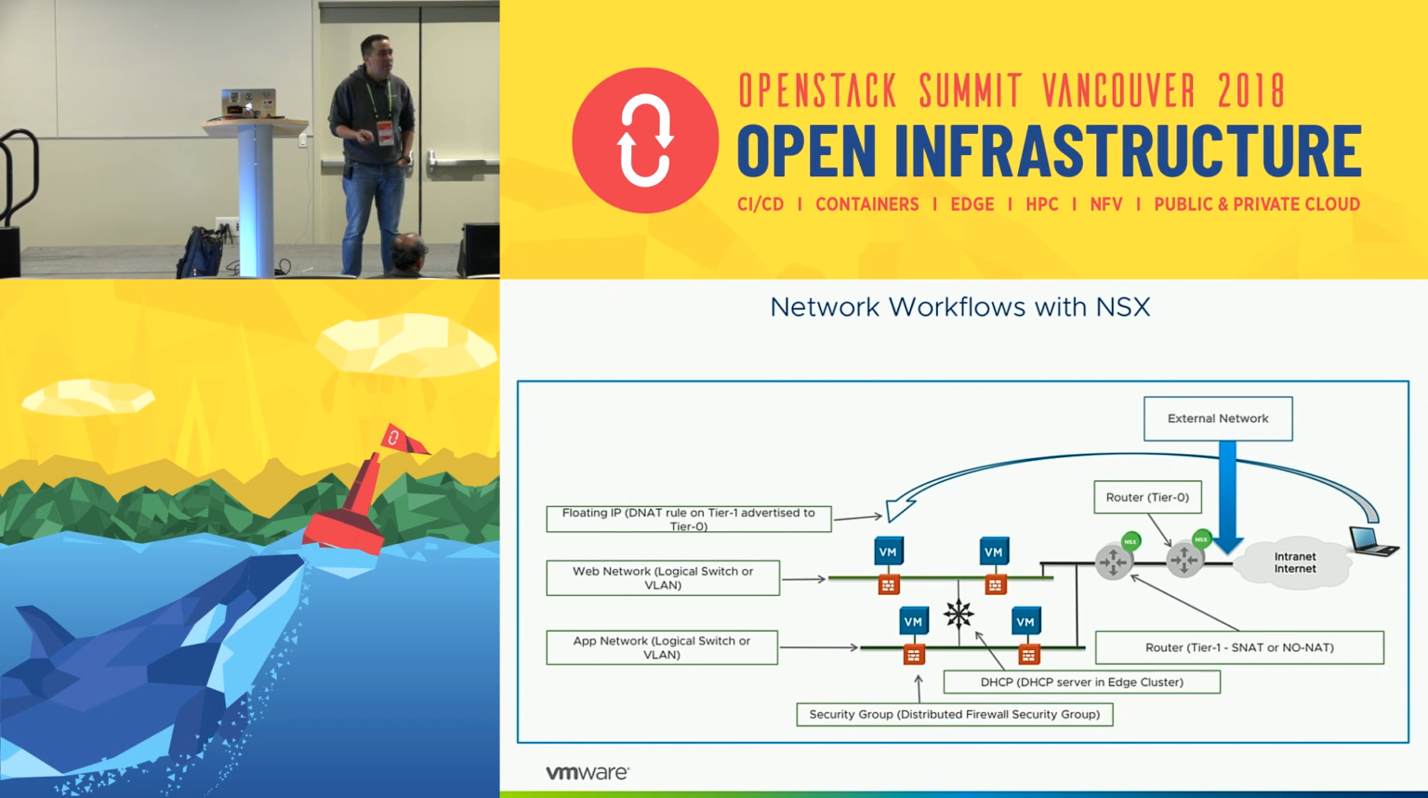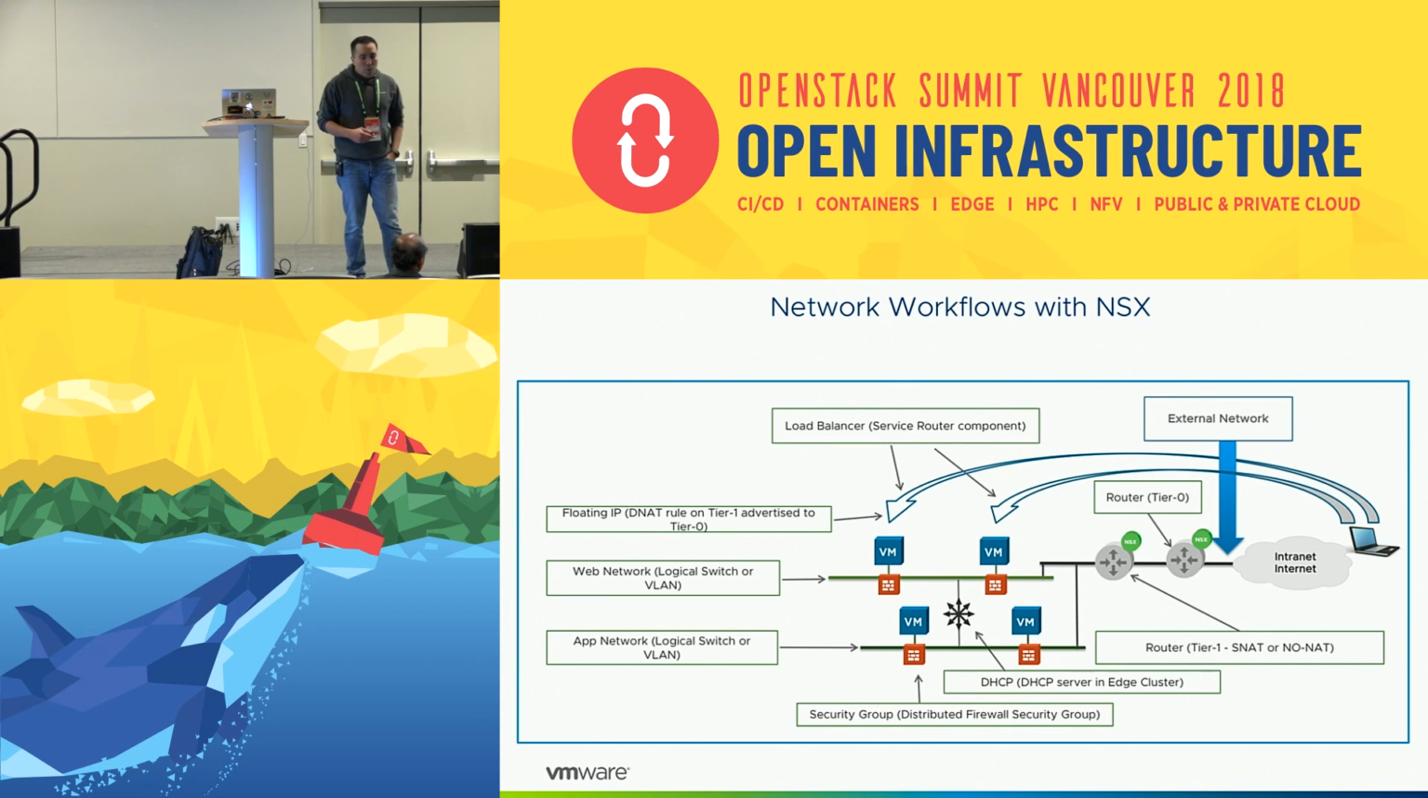If you're doing NAT and you want to use floating IPs for providing inbound connectivity into your applications, then we also can exercise that NAT rule in the tier one router. So floating IPs are obviously fully supported here. We also have support in the plugin for load balancing as a service in Neutron, specifically LBAS V2. So we have all those use cases supported and addressed, with the exception of TLS termination.